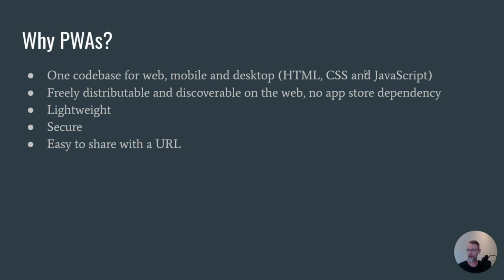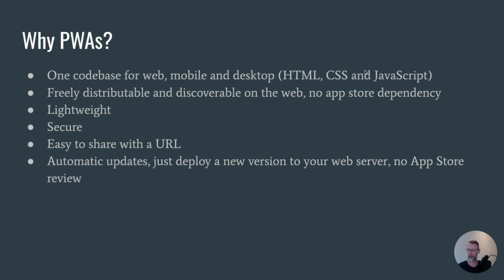PWAs are very easy to share with the URL. If you want somebody to install your progressive web app, just send them the link. They can find it on the web and then they can install it from there. Also, a very nice feature, one of the most important ones, is that you get automatic updates for free with progressive web apps. Whenever you have a new version of your PWA, you just deploy it to your web server and you're done. The next time somebody opens your PWA, they will get the new version automatically.